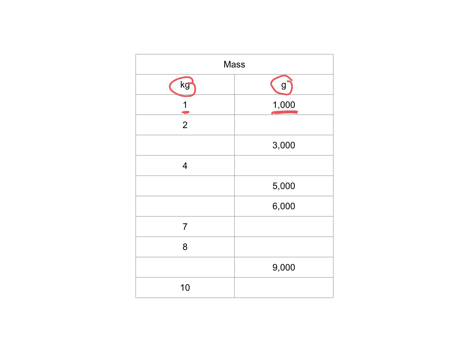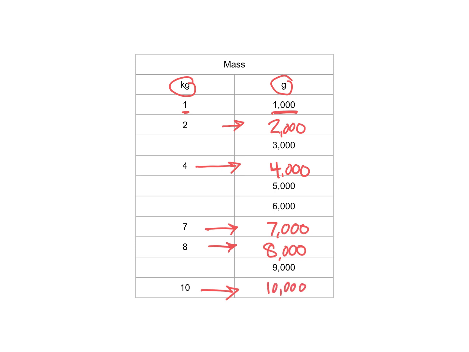All right, let's look at this. 2 kilograms, if we were going to convert it into grams, well, 2 times 1,000 would be 2,000. Let's go ahead and just fill in this side while we're at it. 4 kilograms would be 4,000. 7 kilograms would be 7,000. 8 kilograms, 8,000. And 10 kilograms, 10,000. Because each of the kilograms, we times it by 1,000 to go over to the other side.